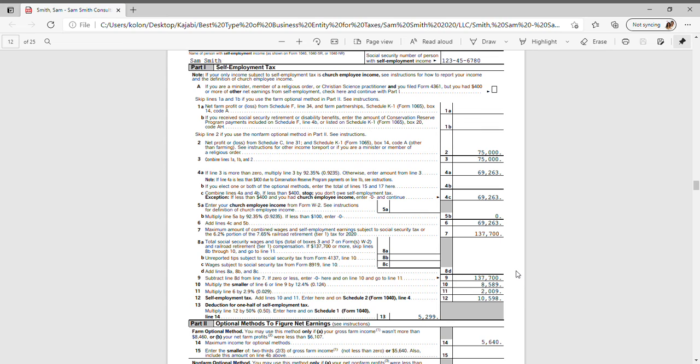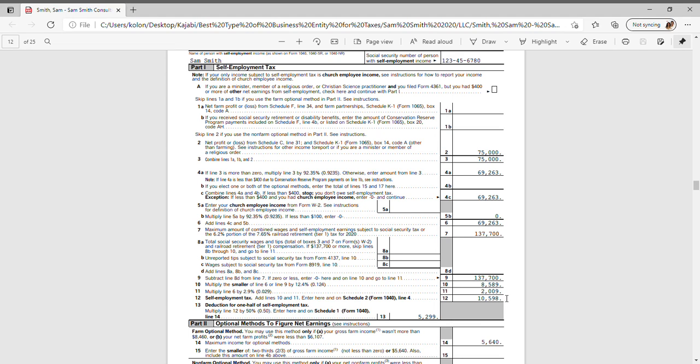Then what we do is we take that $69,263 and we're going to multiply it by 12.4%. And that's that $8,589 number. That is the Social Security tax that Sam Smith is responsible for. We also take that $69,263, multiply it by 2.9%, and that's how we arrive at that $2,009, and that's the Medicare tax. When we add those two together, that's how we get to the $10,598.